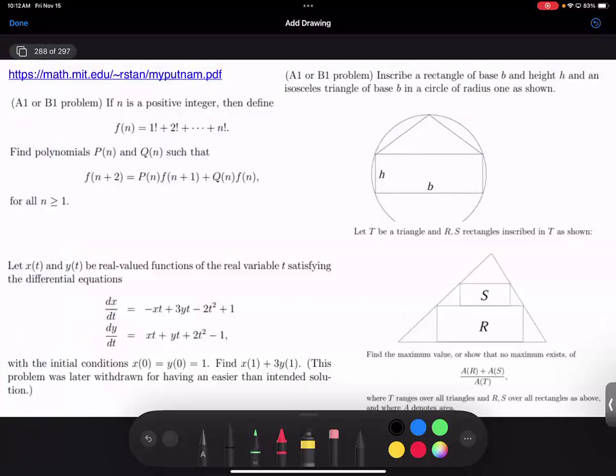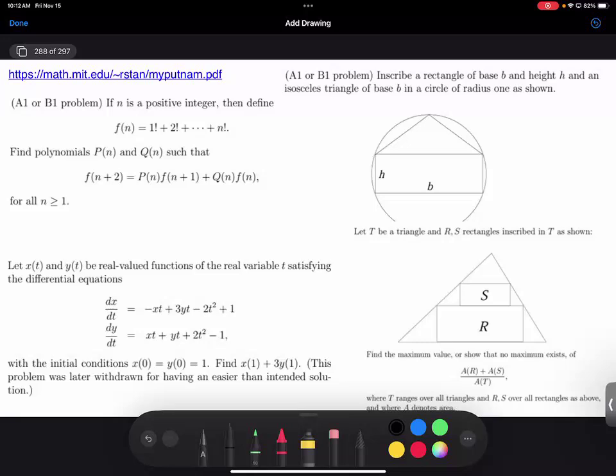Okay, so here are a couple of Putnam problems. And so I just chose a few semi-randomly. I have not really looked at them, to be fair. So if n is a positive integer, define f of n to be the sum of the first n factorials. Find polynomials Pn, Qn such that Fn plus 2 is Pn Fn plus 1 plus Qn Fn. The second one is x of t and y of t are real valued functions satisfying the following system of differential equations with initial conditions x of 0, y of 0 equals 1. Find x of 1 plus 3y of 1. And then there's a nice parenthetical remark.